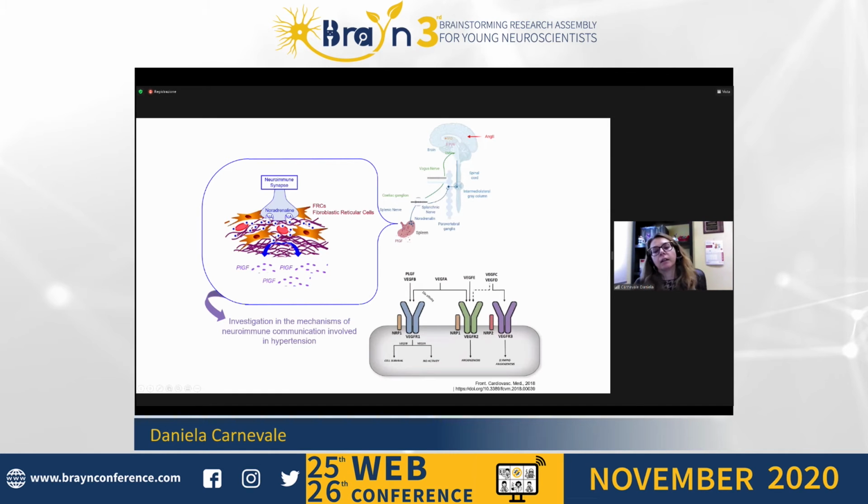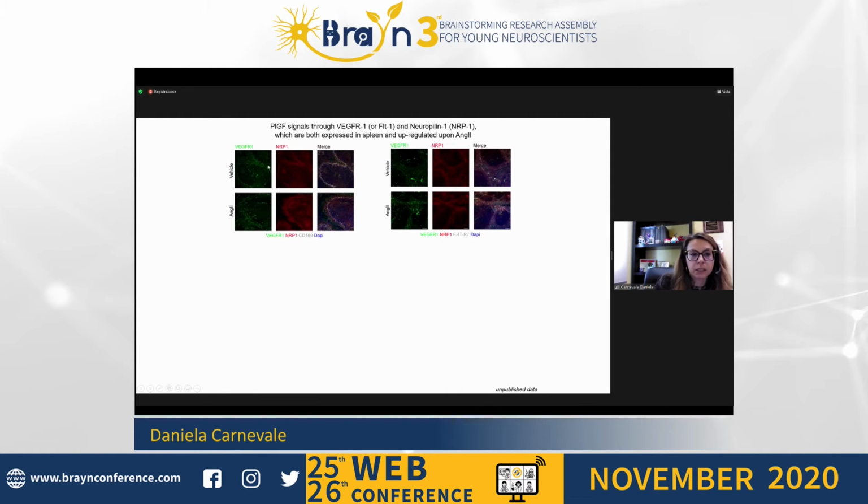PLGF typically acts through a canonical pathway that is called VEGF receptor 1. The VEGF receptor 1 belongs to the family of the VEGF receptors that typically transduce the signal of the VEGF family. However, PLGF has also another co-receptor, or receptor, that is less known for its function, that is called neuropilin 1. The first thing that we did to investigate this pathway was to investigate the expression of these two receptors inside the spleen in basal condition and upon angiotensin II activation.